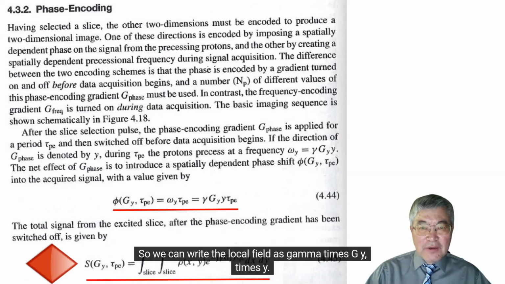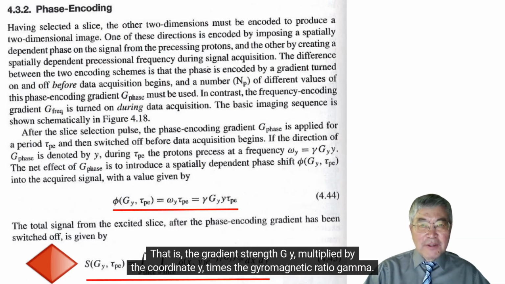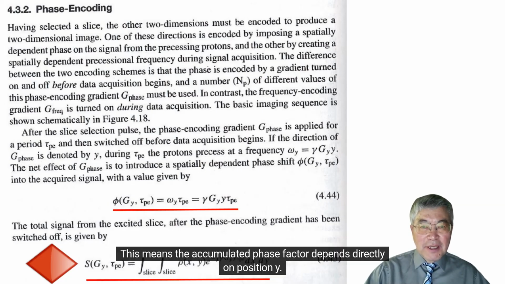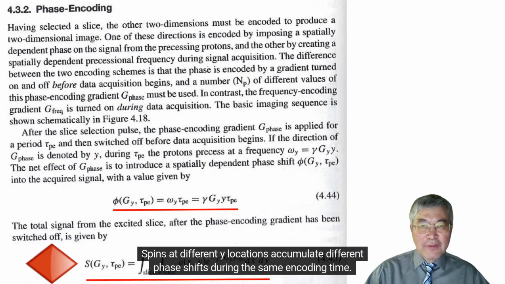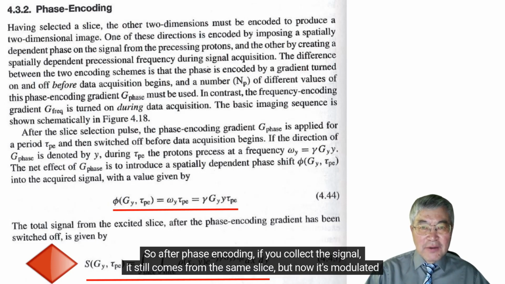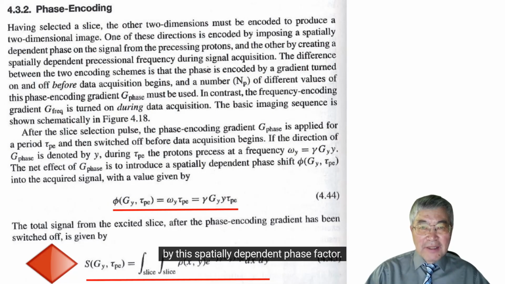So we can write the local field as gamma times gy times y. That is, the gradient strength gy multiplied by the coordinate y times the gyromagnetic ratio gamma. This means the accumulated phase factor depends directly on position y. Spins at different y locations accumulate different phase shifts during the same encoding time. So after phase encoding, if you collect the signal, it still comes from the same slice, but now it's modulated by this spatially dependent phase factor. That gives you extra information.